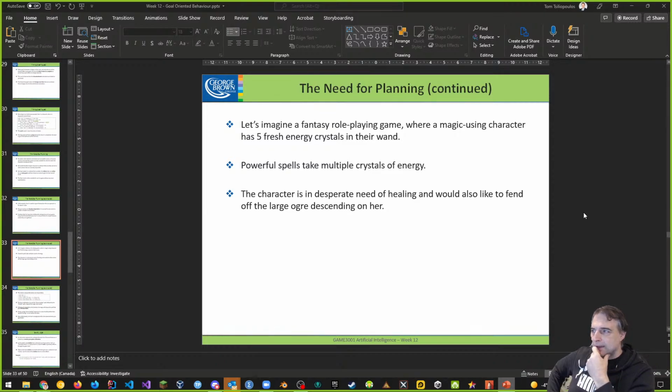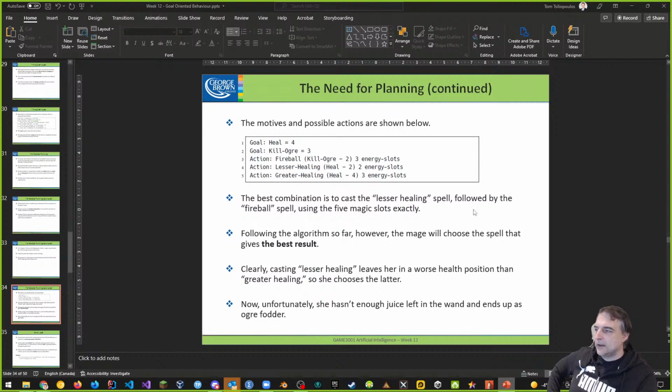Here's a scenario. Let's imagine a fantasy role-playing game where a magic-using character, some kind of wizard, has 5 fresh energy crystals in their wand. And let's suppose these 5 fresh energy crystals translate into charges. As an example, I have 5 charges in my wand. Powerful spells take multiple crystals of energy, multiple charges, okay? And the character is in desperate need of healing and would also like to fend off the large ogre that's descending on her. Okay, cool. Let's see what happens. And here are the motives and possible actions that are shown below.